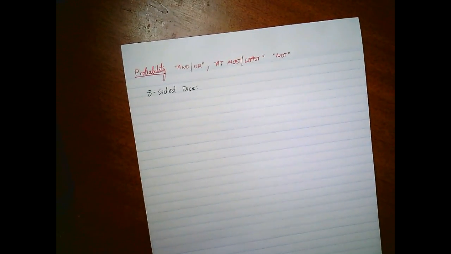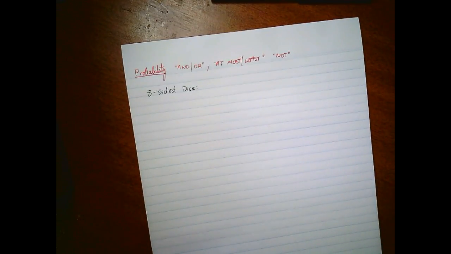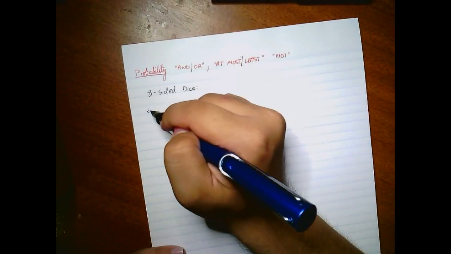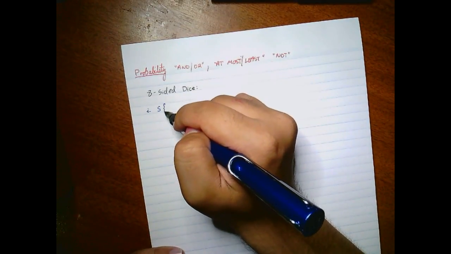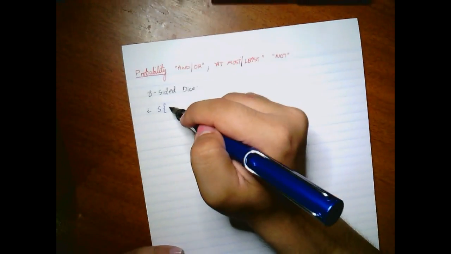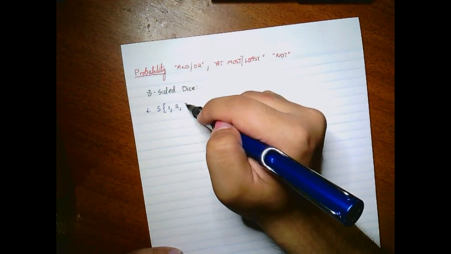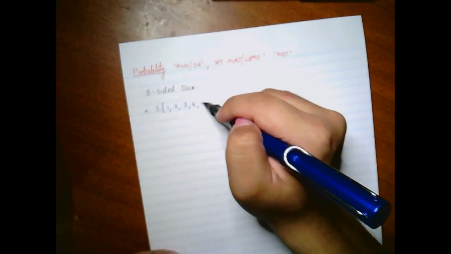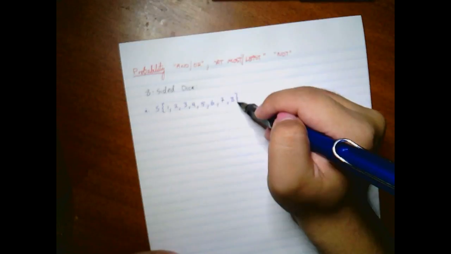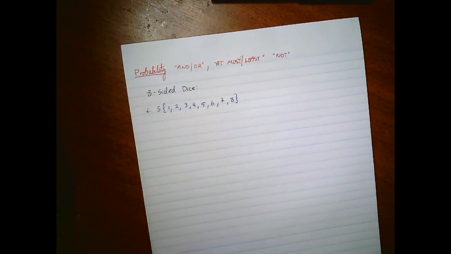With almost all probability experiments, we should make the sample space. So we'll do our sample space here. The results that can happen with an 8-sided dice are 1, 2, 3, 4, 5, 6, 7, or an 8. Okay, so now we're going to go straight into and or events.